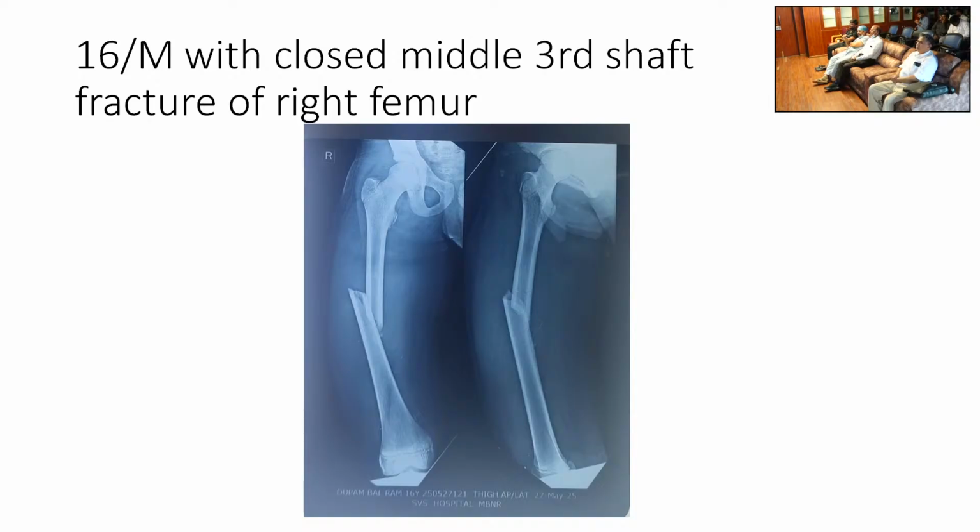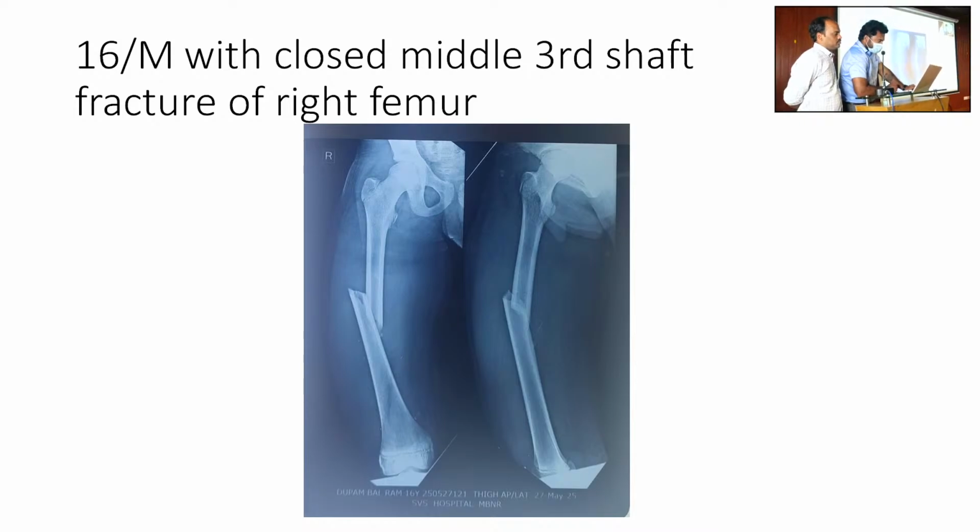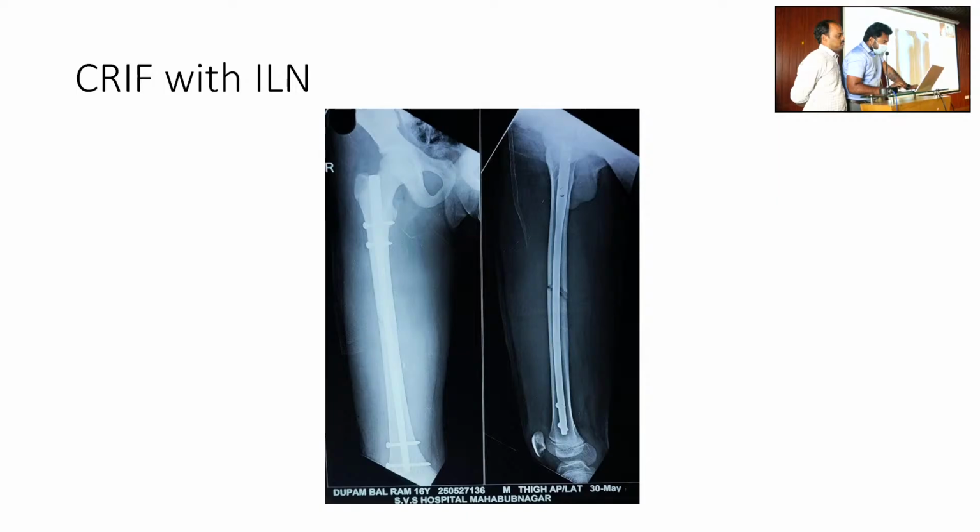16-year male with closed middle third shaft fracture of the right femur. It is Winquist and Hansen type 3, sir. More than 50% of the width of the femur is involved. We have done closed reduction, internal fixation with interlocking nail. The mode of injury is he fell from height.